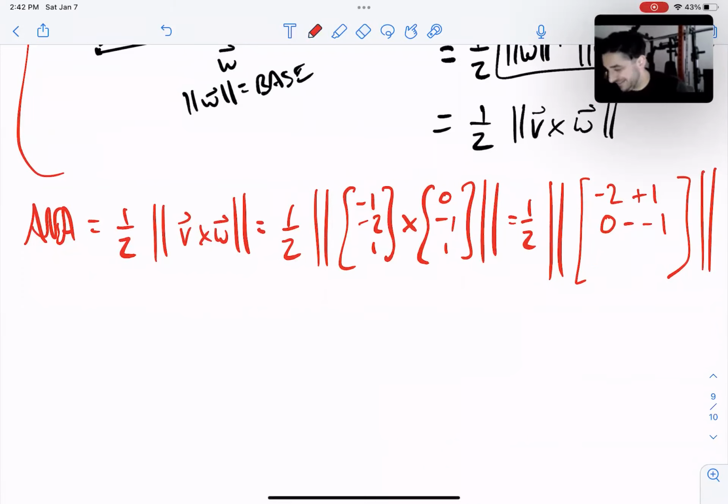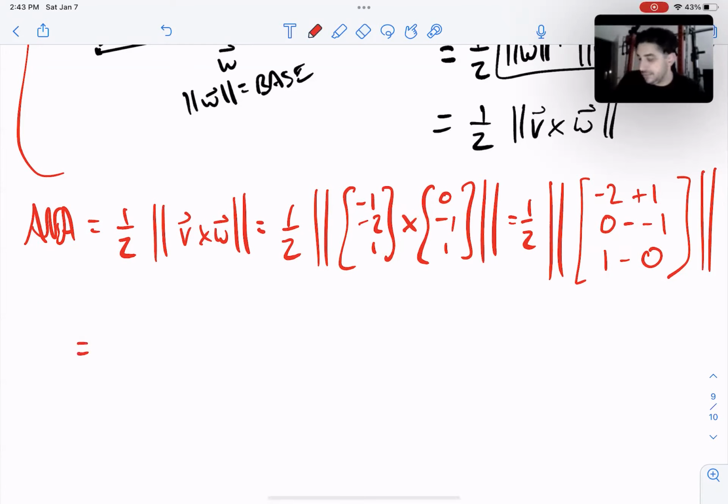For Z, what do I want? Oh yeah, there we go. 1 minus 0. That was right. So there's my cross product. Let's check that one more time. The X is -2 plus 1. Yep. The Y, see, I was trying to do it without drawing little X's. I should just always draw those. The Y is 0 plus 1. Yep. And then the Z is 1 minus 0. Yeah, we're good. Okay, cool.